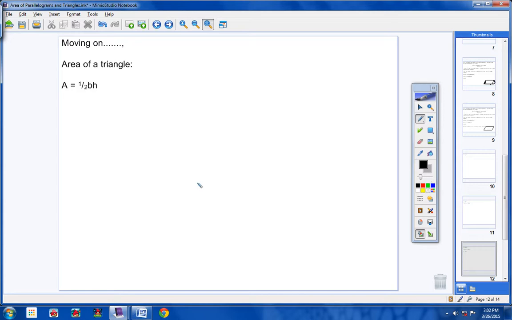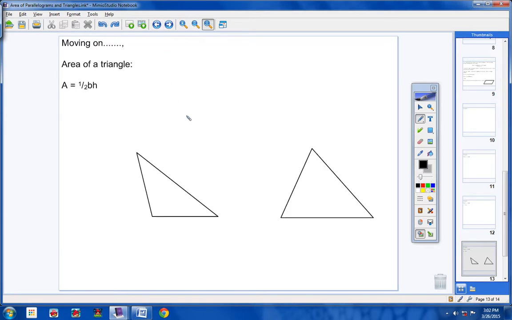1/2 times base times height, or another way to teach it is you take your base times your height and then divide it by 2. It's the exact same thing. However you want to do it is fine, okay? Now, let's go ahead and take a look at this. Copy this triangle in your notes if you would, please, okay? Now let's start with this triangle here first. If I asked you to find the area of this triangle right here, you would have to know the height.